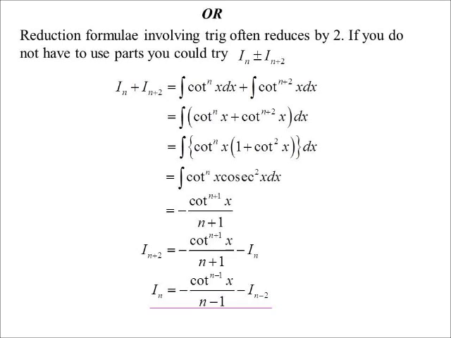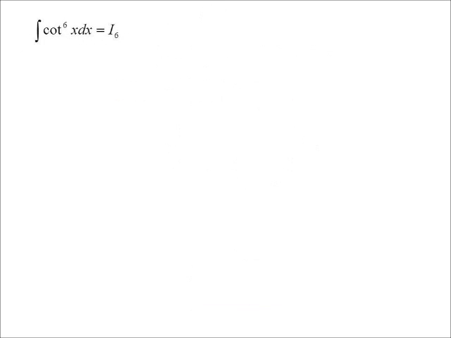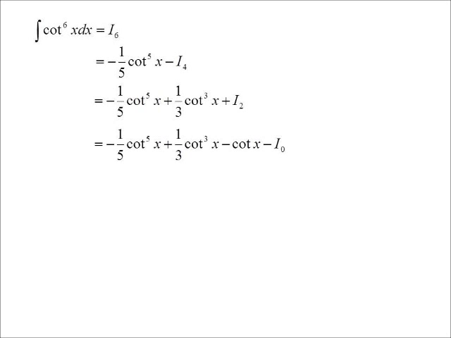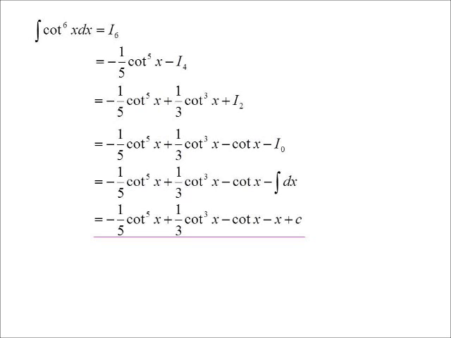All right, now let's go find it. So I6 becomes minus 1/5 cot to the 5 minus I4, which then becomes another minus 1/3 cot cubed plus I2. I2 becomes minus cot x minus I0. And I've then got a very simple integral, because cot to the power of 0 is just 1. And so I'm just saying, we'll find the integral of dx, and that is, of course, x.